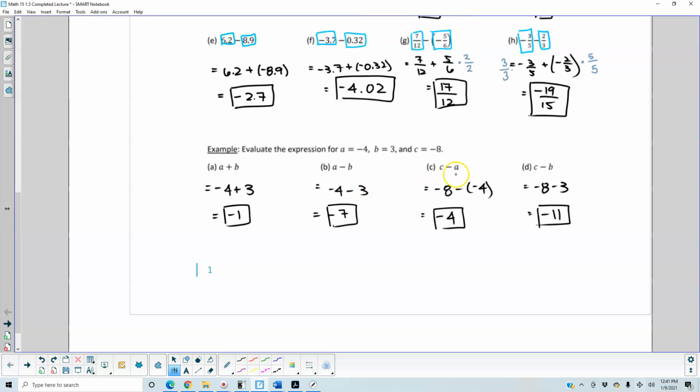Here we have C minus A. C is negative 8 minus the value of A, which is negative 4. Well, this becomes the opposite of negative 4, which is plus 4. So negative 8 plus 4 gives you negative 4.